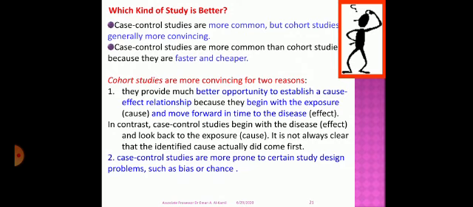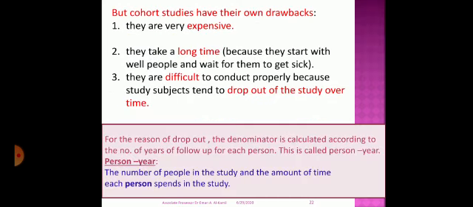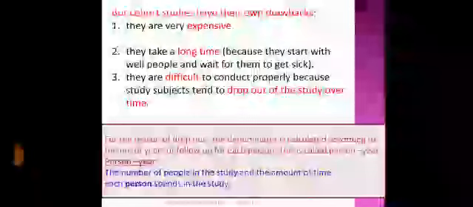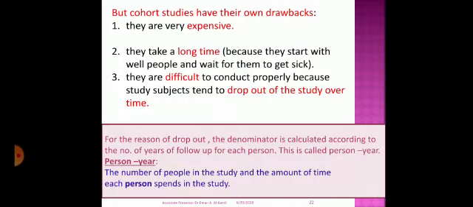Case control studies are more prone to certain study design problems, such as bias, which is not always present in the cohort study. The cohort study also has certain drawbacks. As we mentioned, it is expensive financially, and it is time consuming, because sometimes we need follow up for the development of the disease.